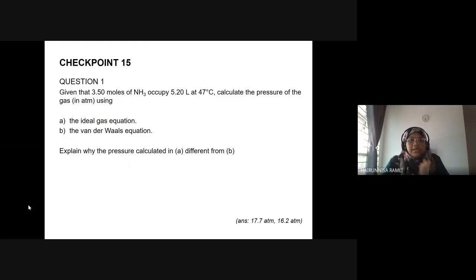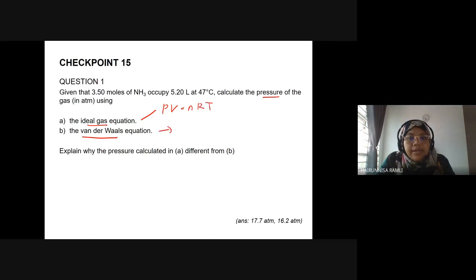Okay. I want you to try this, checkpoint 15. This is an example. Calculate the pressure using the ideal gas equation and van der Waals equation. Meaning you want PV equals nRT. Here, P plus a n squared over V squared, times V minus nB, equals nRT. Try to calculate this. Okay, of course, there is a difference. See? The answer is already here. Try, you need to explain, right? Try to calculate first. Can you get this one?